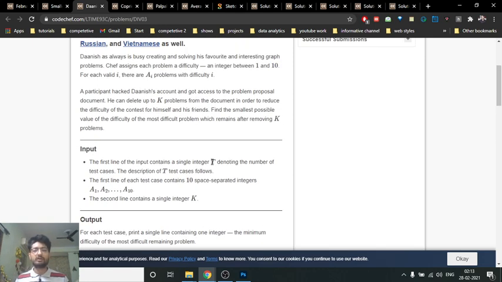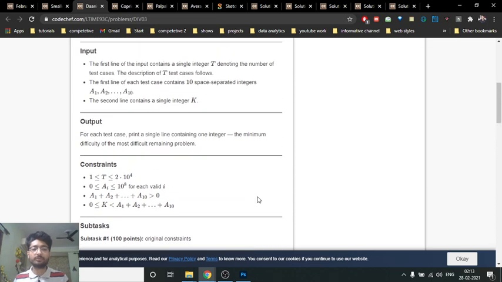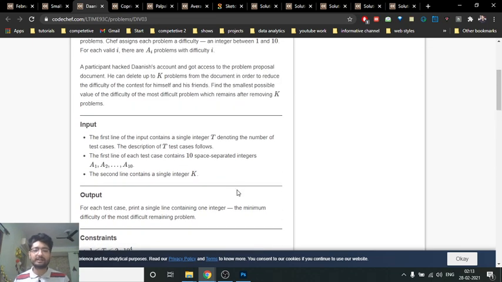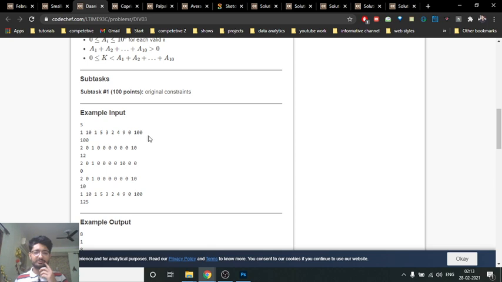Now you have a friend who can delete k problems from all of these problems which you have. So the friend can delete at most k problems. Then you just have to find the smallest possible value of the difficulty of the most difficult problem which remains after removing k problems. That means if the friend deletes k problems, what is the maximum difficulty which is remaining after deleting those k problems? So it's always beneficial to start deleting from the end, because those are the problems which have the maximum difficulty.